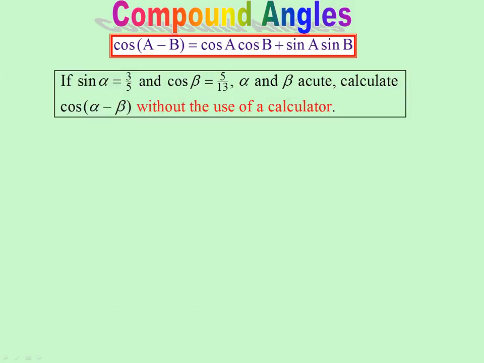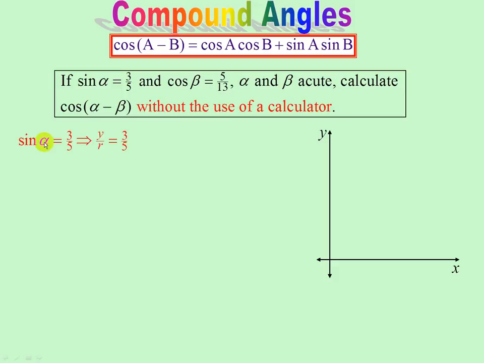Different sort of question now. Sine alpha equals 3/5. Think carefully what you've been told. What is sine? Y over R. Cos of beta is 5/13. What is cos? X over R. So we've been given the Y and R for alpha, and X and R for beta, so we must make sure we don't confuse those.